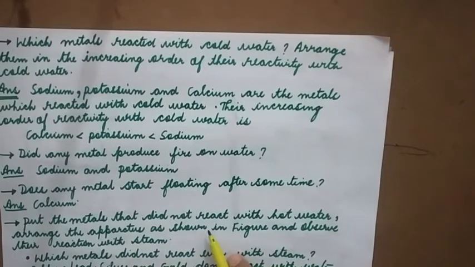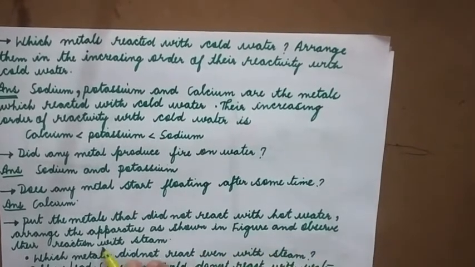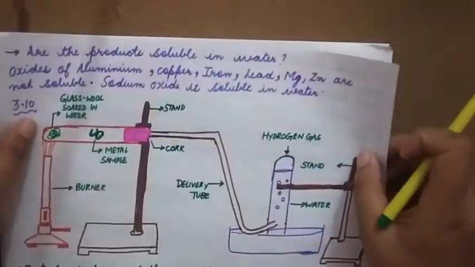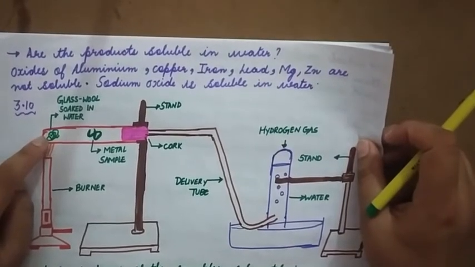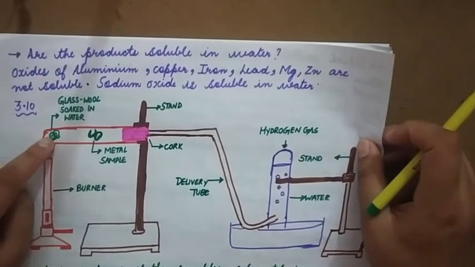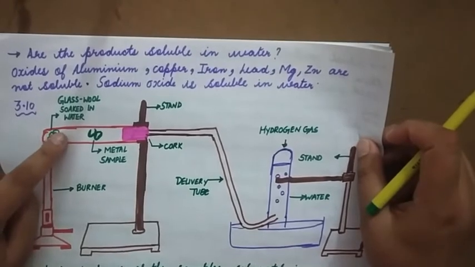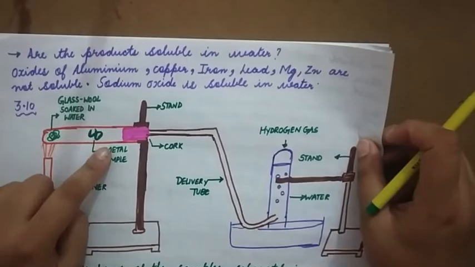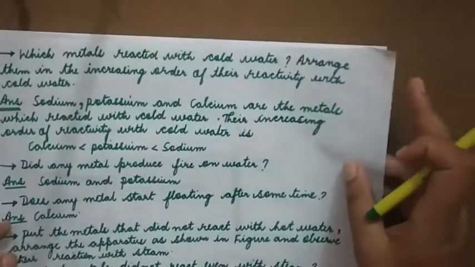Put the metals that did not react with hot water, arrange the apparatus as shown in the figure and observe the reaction with steam. So we need to know how metals react with steam. Here we cannot add water directly. We want steam, so what do we do? We take glass wool soaked in water, and when you heat it, it gets converted to steam, and the steam reacts with the metal sample. During the reaction, hydrogen gas is liberated.